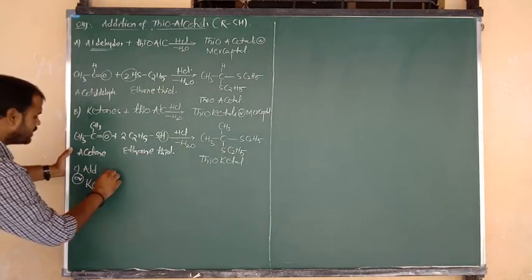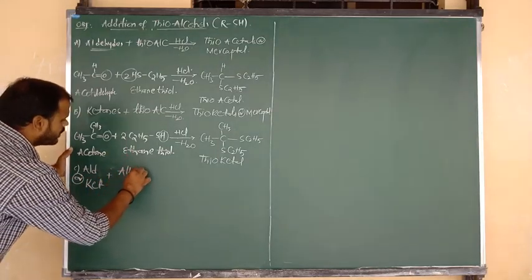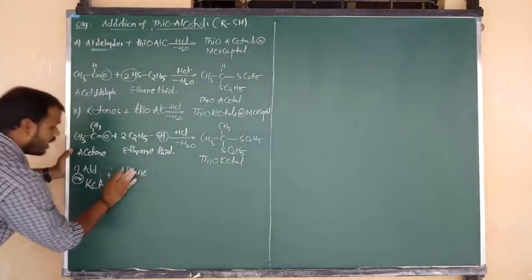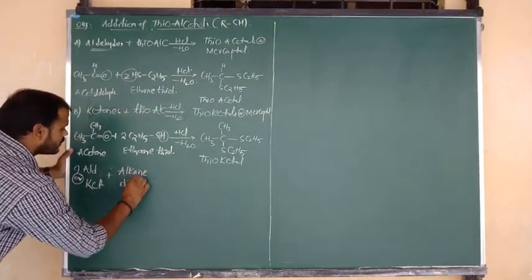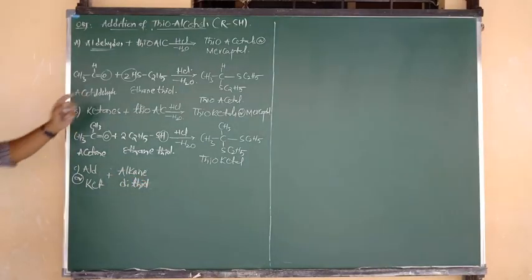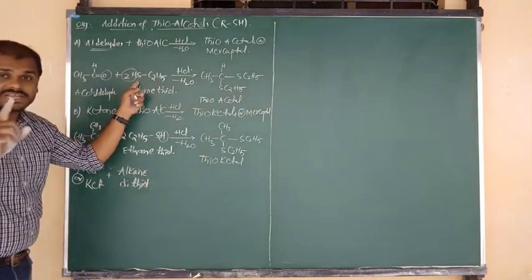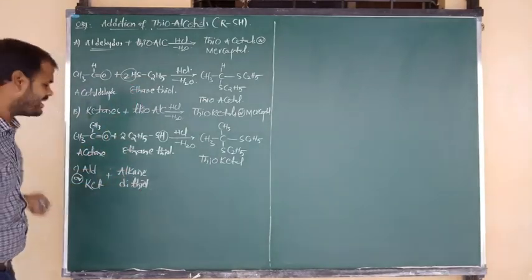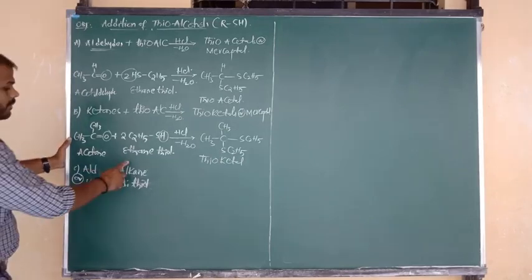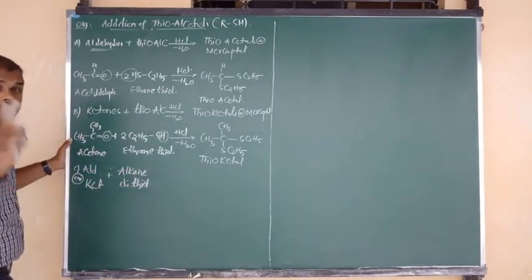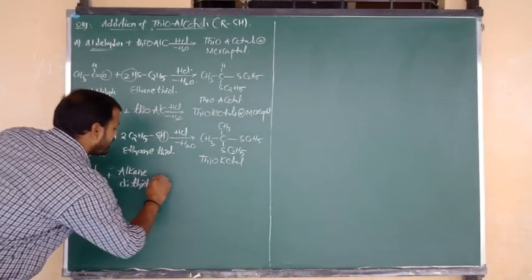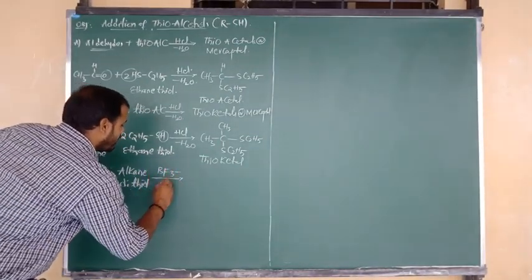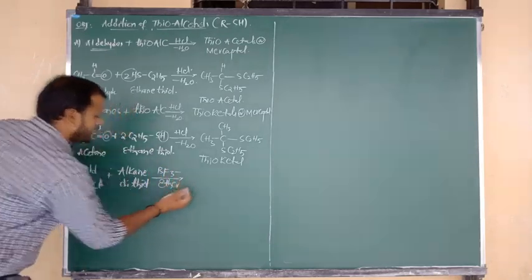Aldehydes and ketones, upon addition with a special compound, that is nothing but the alkane dithiol. Ethane thiol means only one SH, monothiol, but dithiol means two SH groups, like a dihydric alcohol. So aldehydes and ketones upon addition with alkane dithiol, two SH groups should be there. Addition of ethane dithiol takes place in presence of BF3, and the supporting solvent is ether.